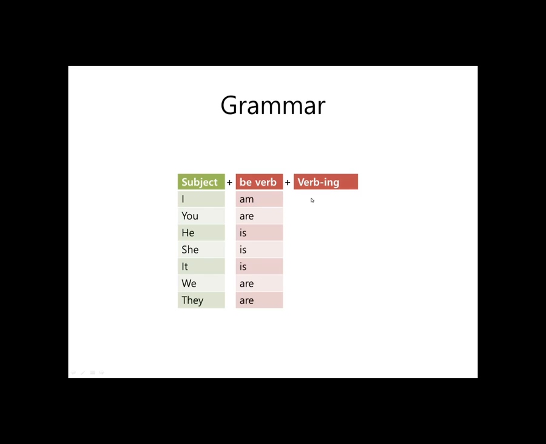So we can say eating, drinking, fishing, swimming. Okay, so I am eating. You are drinking. He is swimming. Okay, remember, like we've covered before, you need to match the subject with the correct be verb. So I am, you are, he is, she is, it is, we are, they are. Okay, and then add your action verb. Okay, so let's look at some examples using this structure.